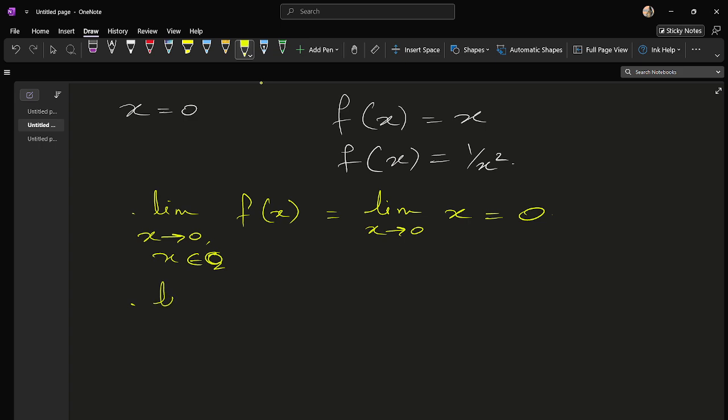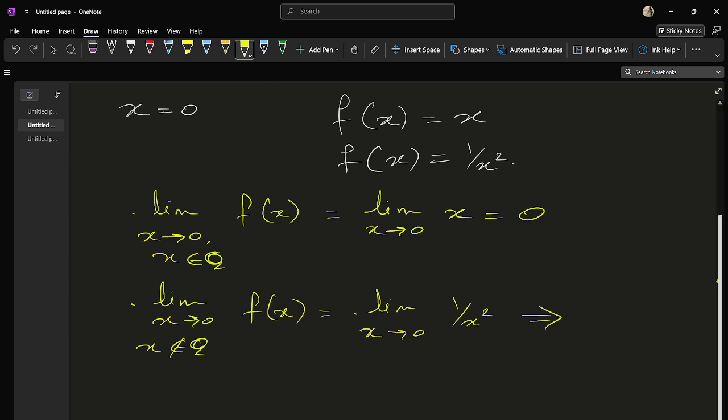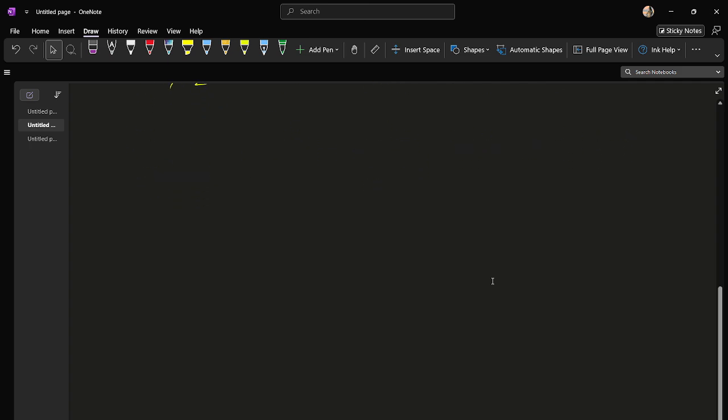We know that. Now when the limit x tends to 0 and x does not belong to Q, then the limit of f(x) as x tends to 0 will be 1 by x square, and that will go to infinity. We know that. So since these two limits do not match, f(x) is not continuous at 0. Now we are going to think about the non-zero cases.